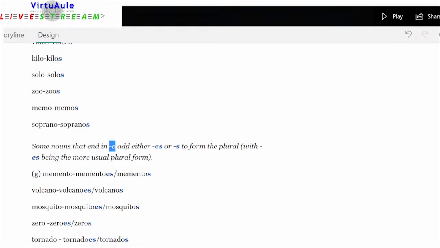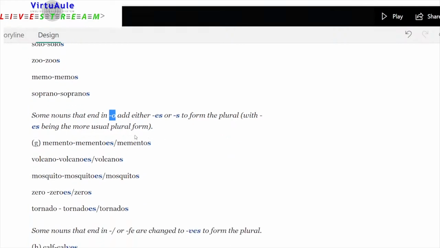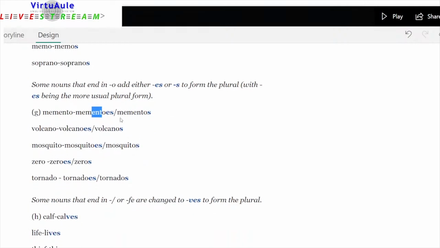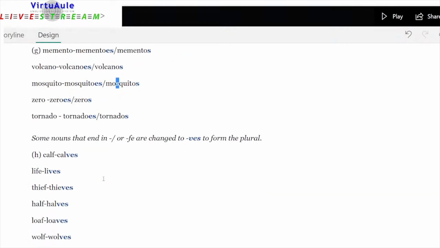Some nouns that end in O add either ES or S to form the plural. So you can add one or the other. Memento is mementos. Indifferent, you can add an E or not. Volcano, volcanoes, you can add the E or not. Mosquito, mosquitoes, add the E or not. Zero, zeros. Tornado, tornadoes, or tornados, that's also possible.